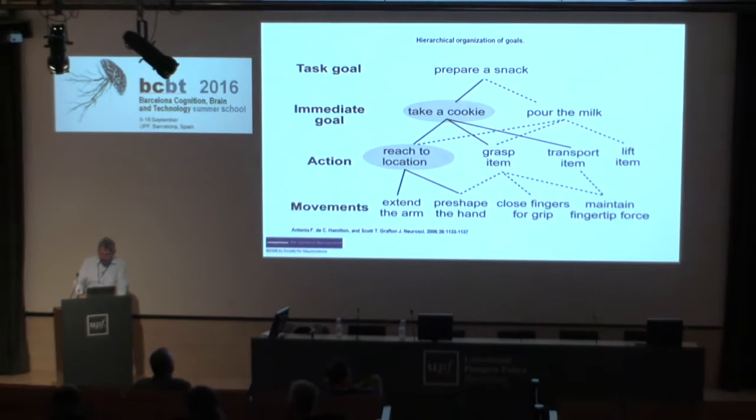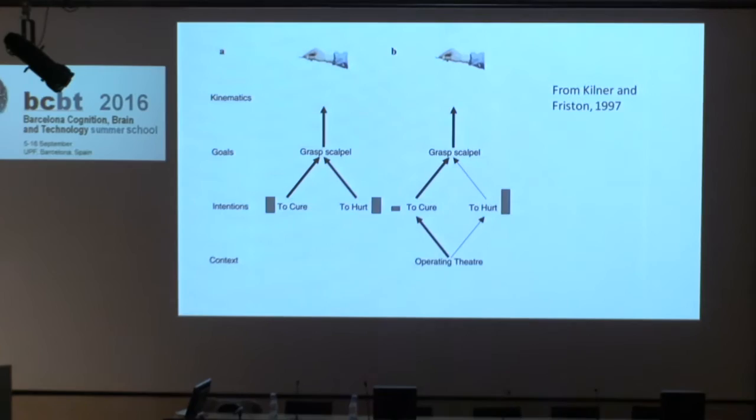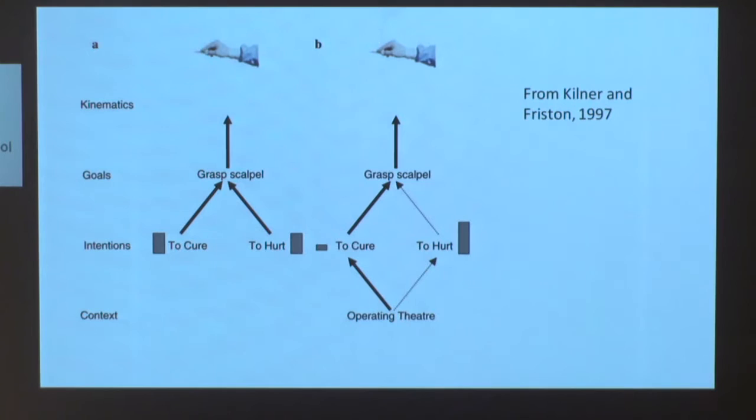Here's another figure from Kilner and Friston, showing the context, which is that you're in an operating theatre, or you might actually not be. Your intention is to grasp a scalpel, and you could be grasping a scalpel in order to cure somebody because you're doing an operation, or you might be going to stab them. You'll probably attribute the intention judging by the context. If you're in the operating theatre and you see the surgeon pick up a scalpel, you don't think that he's out to hurt somebody. So the operating theatre provides a context in which you can infer an intention.